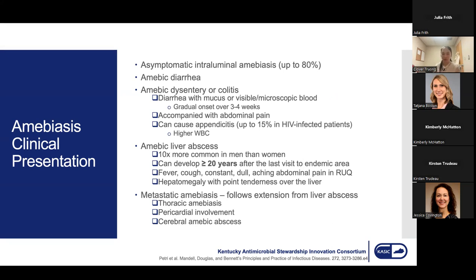One of the things we need to look for is that the liver abscess can develop 20 years after the last visit to the endemic area. So history is key when it comes to those diagnoses. Those patients tend to have fever, cough, and constant dull aching abdominal pain in the right upper quadrant. On physical exam, they will have hepatomegaly and some tenderness over the liver. From the liver abscesses, again, it can go to other organs, causing thoracic, pericardial, and cerebral abscesses.